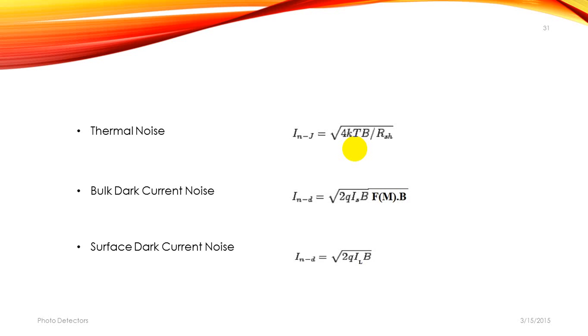The bulk dark current noise. The bulk dark current arises from the electron-hole pairs that are thermally generated in the p-n junction of the photodiode. The mean square value of the bulk dark current noise is the second equation. Here a new term Fm, along with the multiplication factor, is added. Next is the surface dark current noise, and the mean square value of the surface dark current noise is represented by the third equation, which is i_nD is equal to square root of twice q I_L into B.